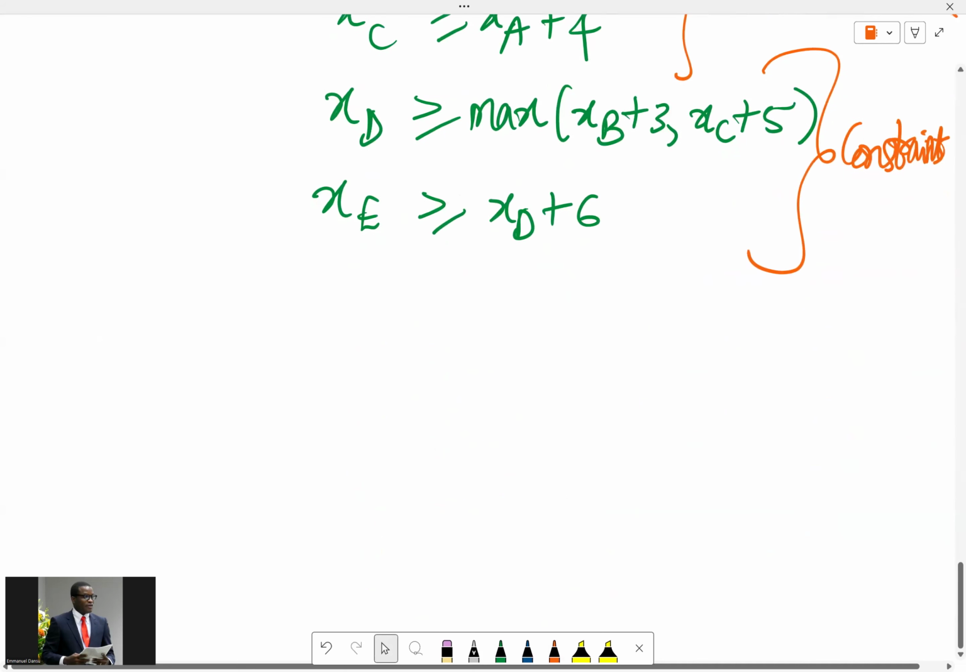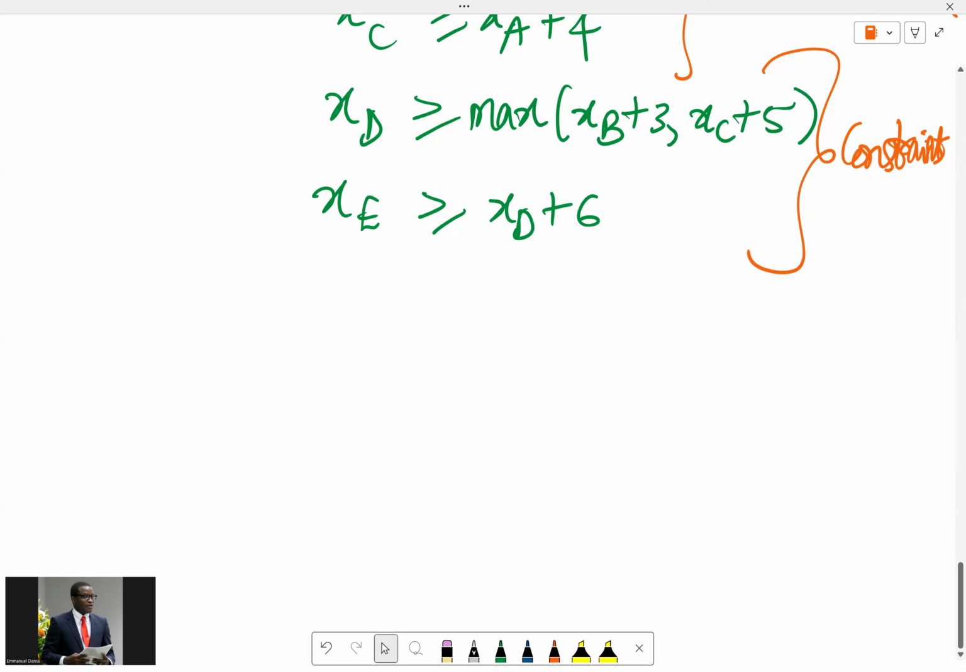Then we still have resource constraints, right? So we need to ensure that the total resource usage at any point in time does not exceed the available resources. So the total resource usage is the sum of the resource requirements of all tasks that are being performed at the same time. For instance, if task A and B are being done simultaneously, the total resource usage will be 2 plus 3 equals 5. Let's define the resource constraint as follows. So let's see what the resource constraint can be.